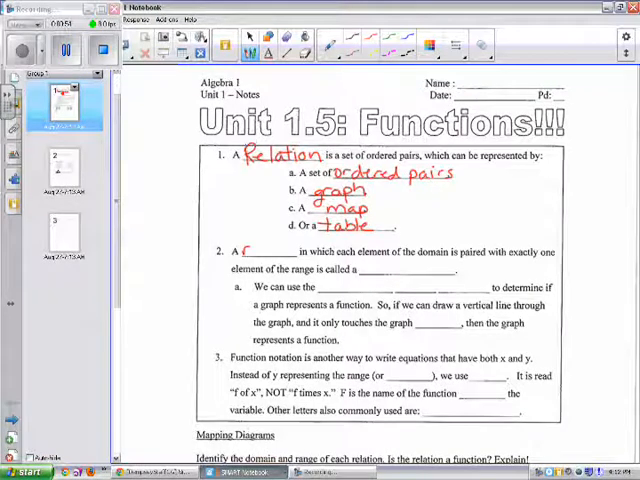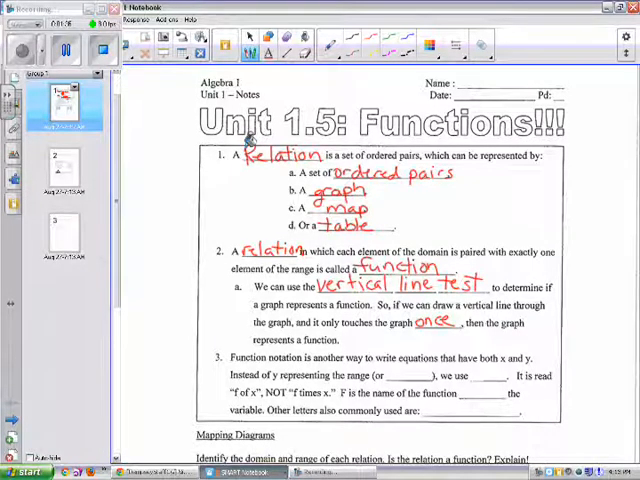Now, a special type of relation is a relation in which each element of the domain, and the domain is our x values, is paired with exactly one element of the range, which is our y values, and this is called a function. And if you remember from last week, we talked about how we can use a vertical line test to determine if a graph represents a function or not. If we draw a vertical line down the graph and the line only touches the graph once, then the graph represents a function.